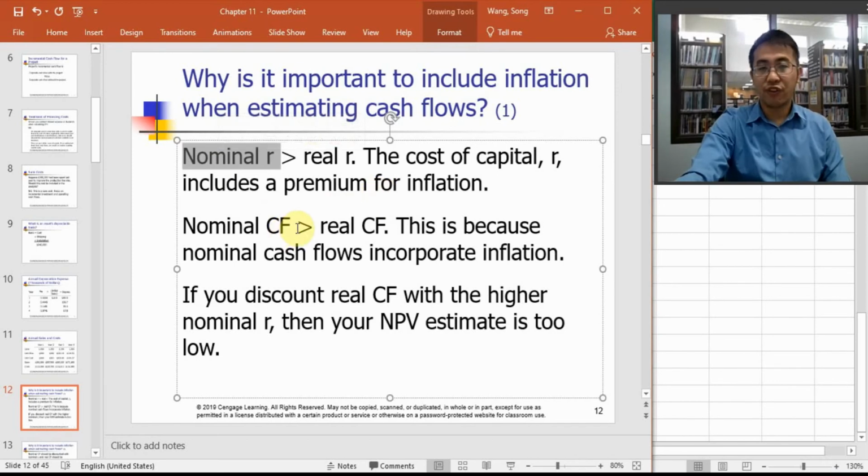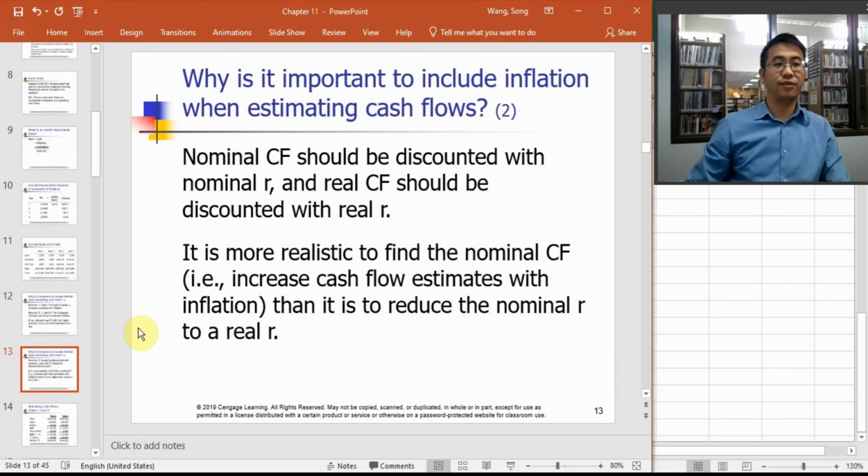That means for your cash flow calculation, you should also incorporate inflation. If you just use the real cash flow, meaning you take away the effect of inflation, but you use the nominal cost of capital, which includes the inflation, then your NPV would be too low because your numerators are too small since you take away the compounding effect of inflation. And your denominator, the discount rate, includes the inflation. It gets larger, and that makes your final value too low. Okay, so the bottom line here is to incorporate inflation in your cash flows.